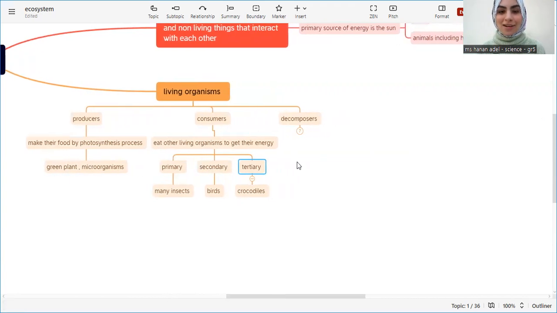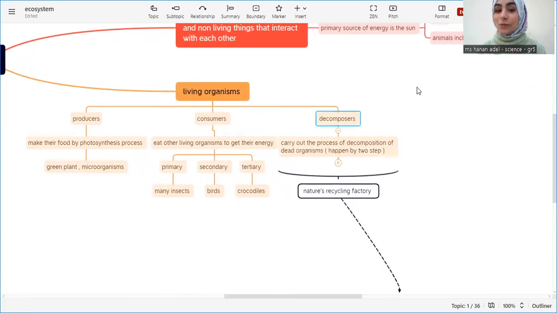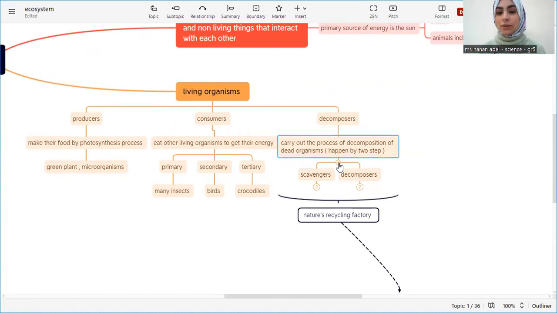Now let's go to the last category, which is the decomposer. What is a decomposer? A decomposer is the organism that carries out the process of decomposition. What is decomposition and how does it happen? Let me explain what decomposition is so you will understand. Decomposition is a process of decomposing the dead organism, like feeding on the dead organism.